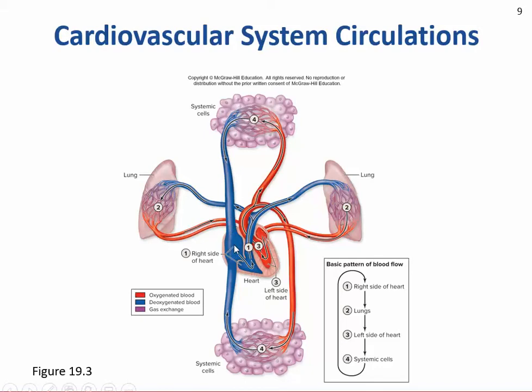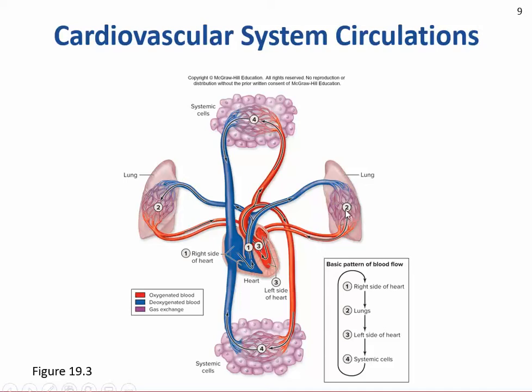It passes from the right atrium through the AV valve, which happens to be called the tricuspid valve, and gets pushed by the heart out the pulmonary trunk. Now, the trunk is what we call a short artery that immediately branches into 2 or 3. It goes to 2 or 3 different places. So this is the pulmonary trunk that goes into the left and right pulmonary arteries, which go to the lungs.